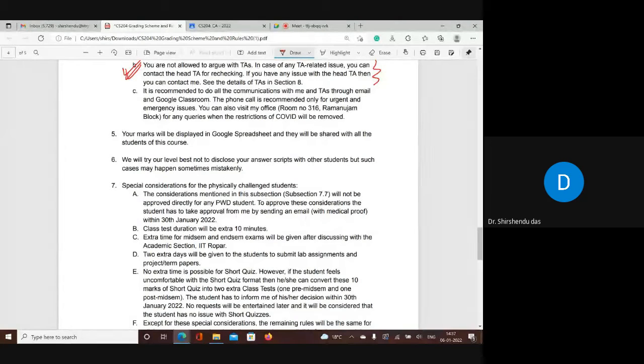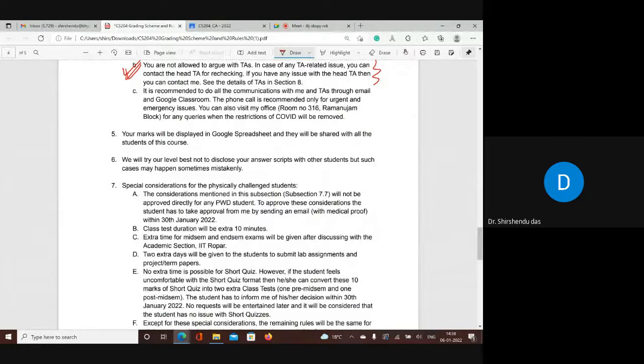Your marks will be displayed in a Google Spreadsheet, and they will be shared with all the students of this course. This point is also important. I will try my level best not to share your answer script. The answer script that we will submit either offline or online, we'll try our level best not to share with other candidates. But it may be possible that there will be some mistake, and your answer script may be disclosed, but the chances are very slim. But yes, your marks will be shared with all of you.